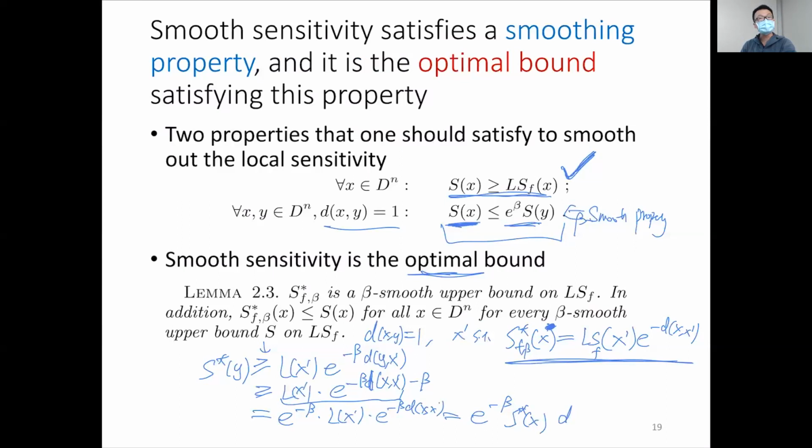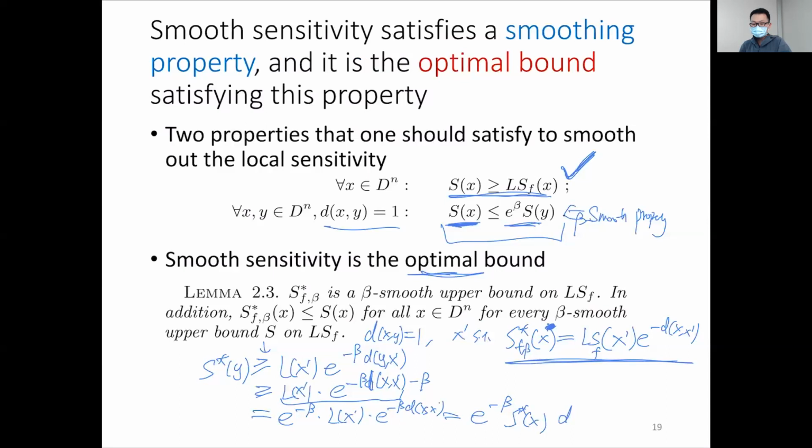The intuition behind this is what makes calibrating noise to local sensitivity so bad. When I change my data set by just one data point, the local sensitivity can change from 0 to some positive number, to some very large number.